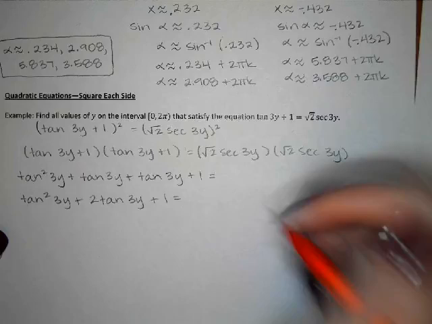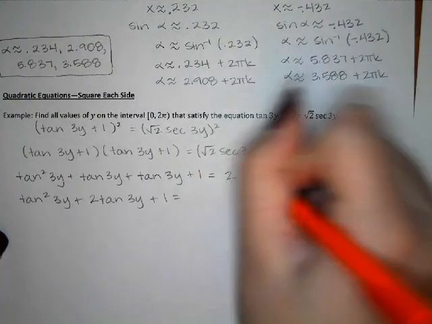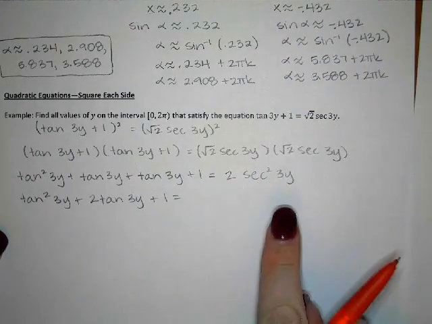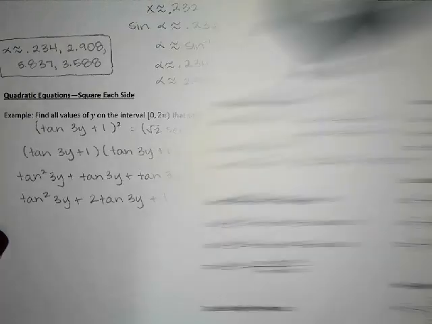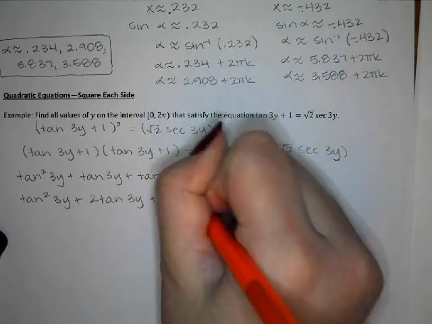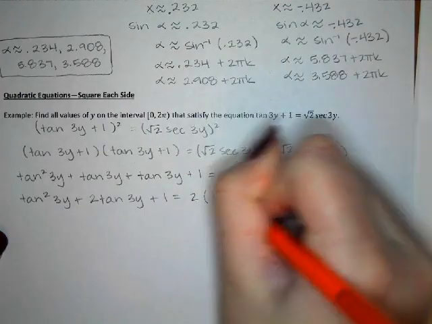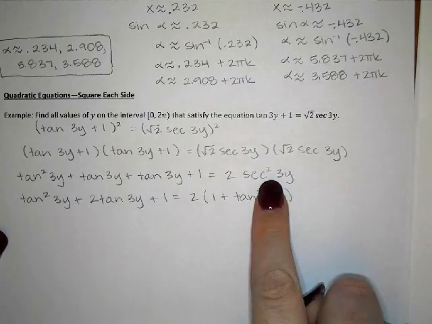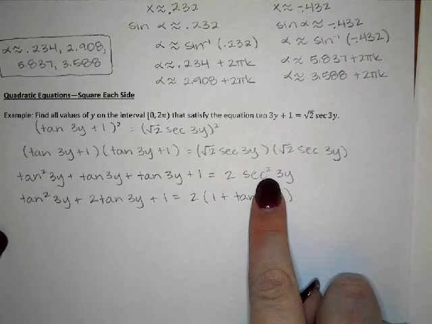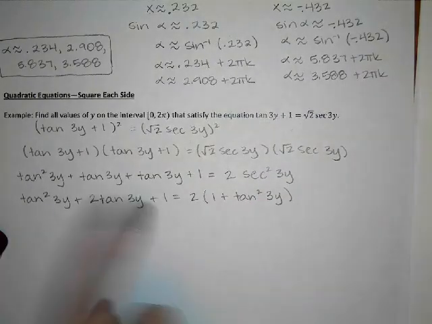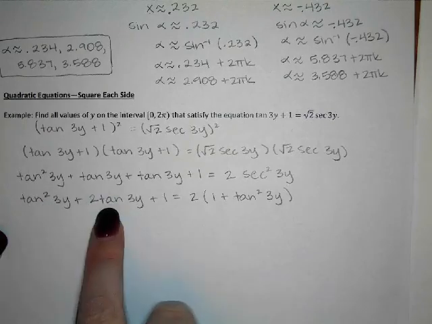Okay, and then I can take the secant squared and replace it with 1 plus tan squared. So I'm going to take out the secant squared and replace it with 1 plus tan squared of the same angle. The reason that I'm substituting for the secant squared is because I cannot substitute out the tan. I could substitute out the tan squared, but I couldn't substitute out the tan. And so if I substitute out the secant squared, then I get everything in terms of tan, and that will be easiest to solve for.